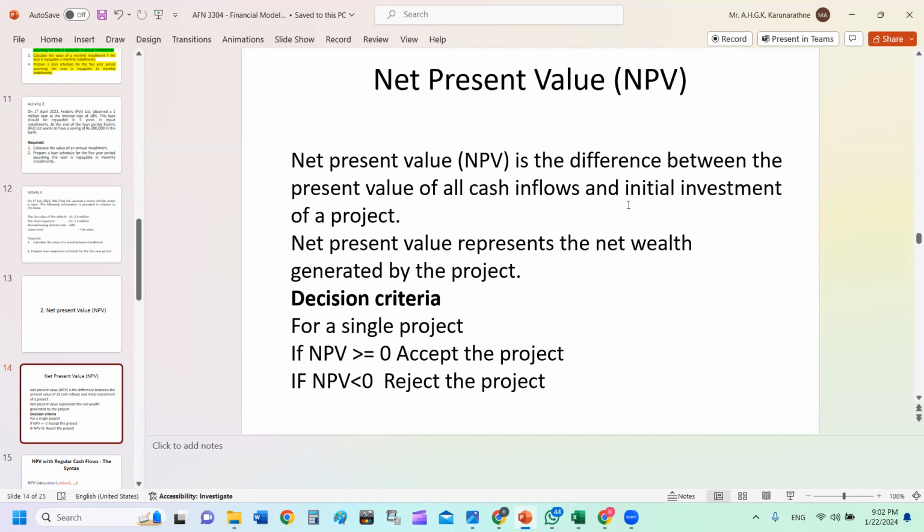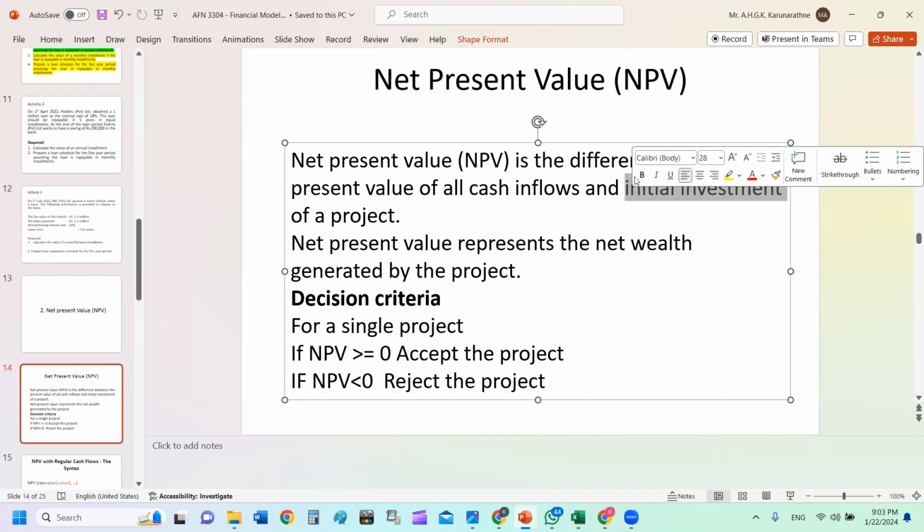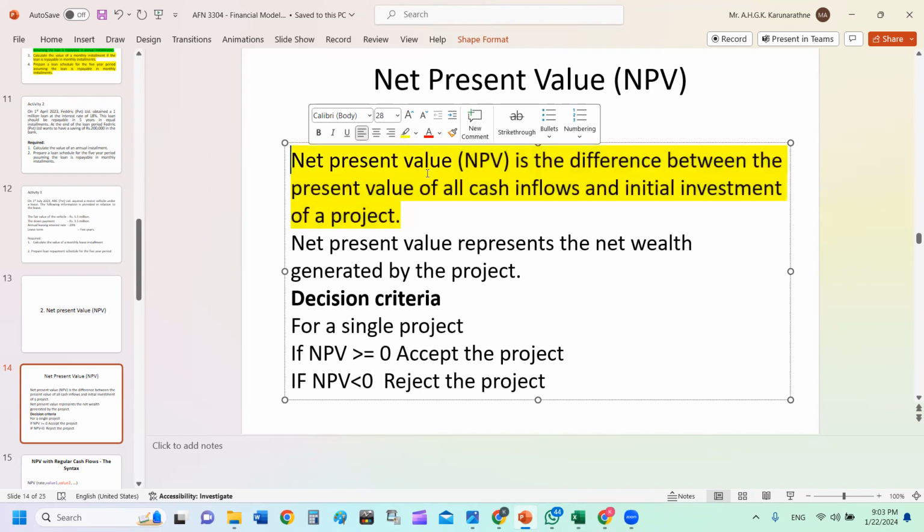Or else we can say net present value is the difference between present value of all cash inflows and present value of all cash outflows. That is net present value, right? Here it is mentioned the difference between present value of all cash inflows and initial investment, assuming your business project is a very conventional project, an ordinary project. In ordinary projects, initially you have huge outflow, and in the future, you have inflows. So, as far as conventional types of projects are concerned, this definition is perfect. Net present value is the difference between present value of all future cash inflows and initial investment.